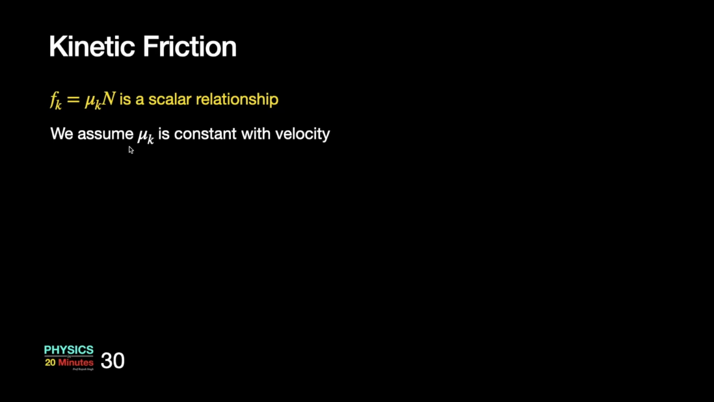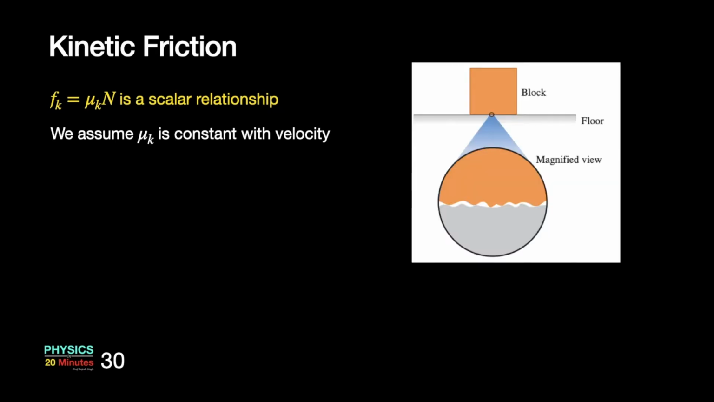On what factor does mu k depend? The mu k depends on the kind of surfaces which are in contact. So if I have the block and the floor, then the value of mu k depends on how these two surfaces are going to be in contact with each other. It's a very complex phenomenon.